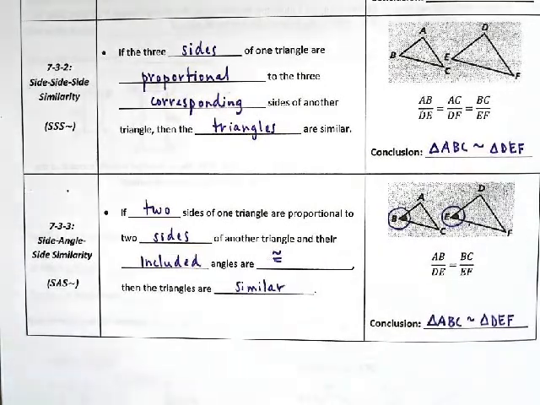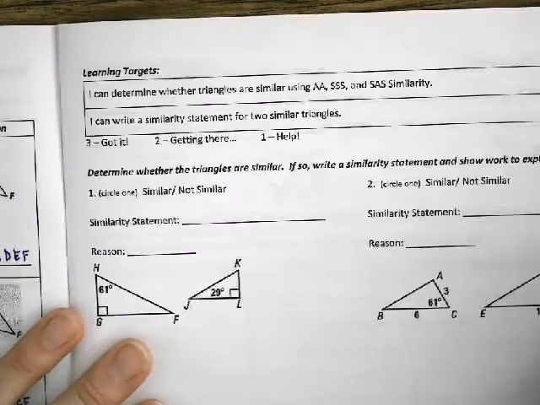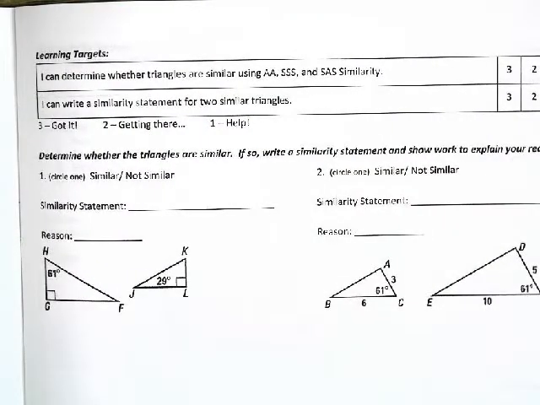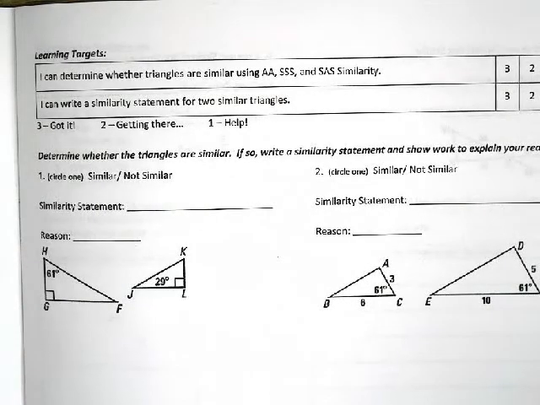So now what we're going to do is just look through some examples and make sure we can determine whether or not the triangles are similar. Okay, so that's what our 2 goals are for today. First, to determine whether triangles are similar using either AA, SSS, or SAS, and then to be able to write a similarity statement.